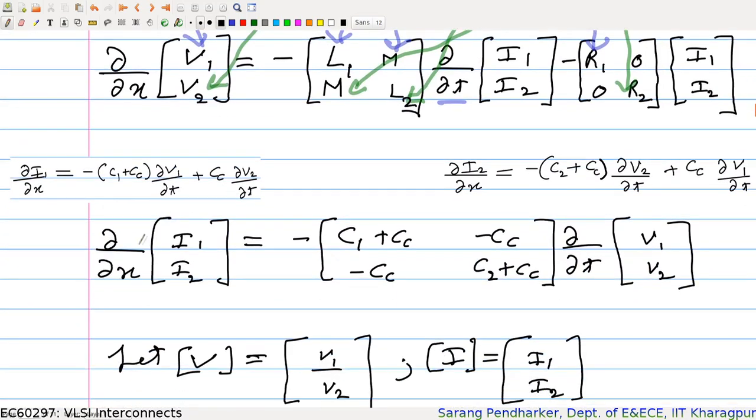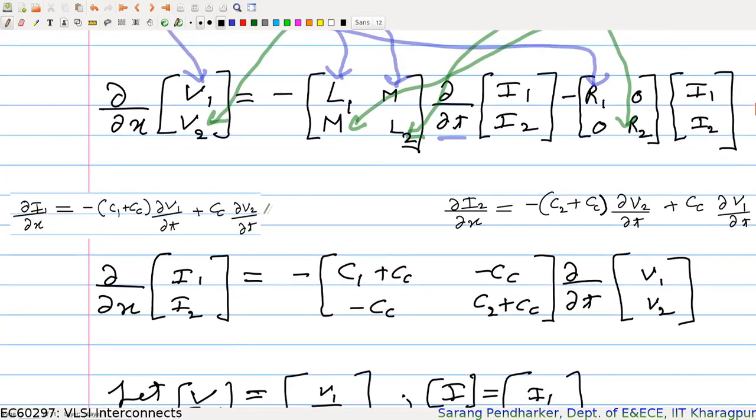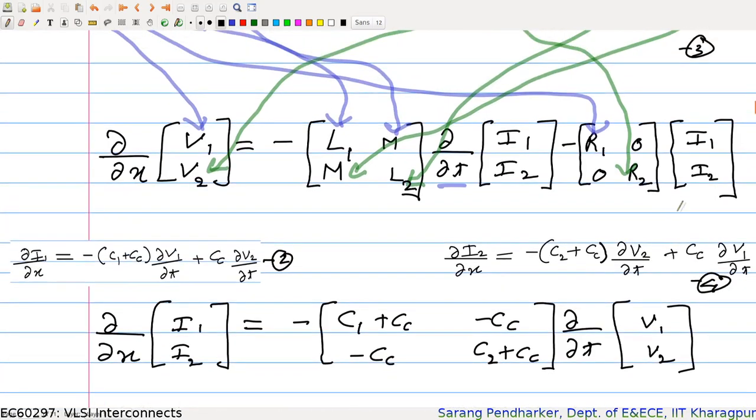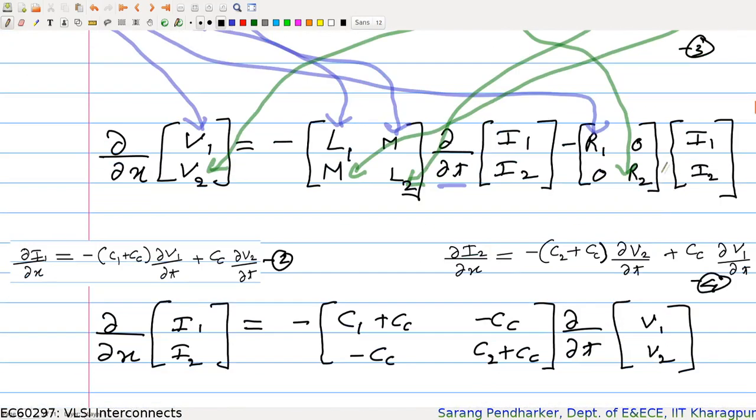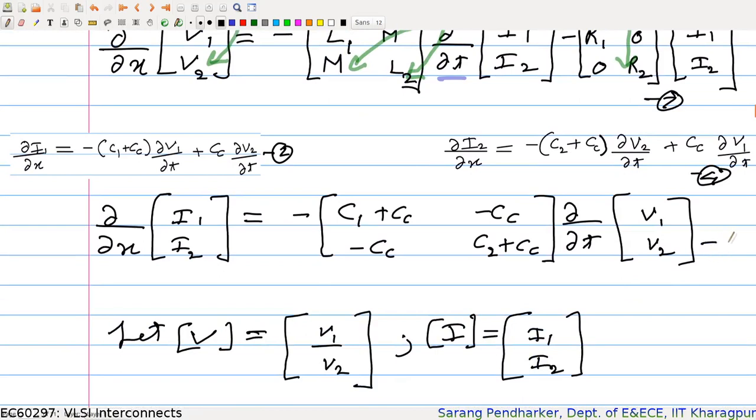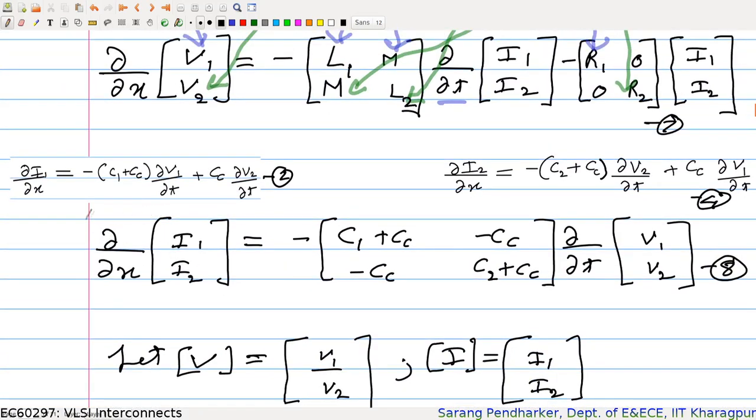Similarly, I can write equation 2 and equation 4 as this. Let me call this 6, call this 7, and this 8. Similarly, I can correlate this.